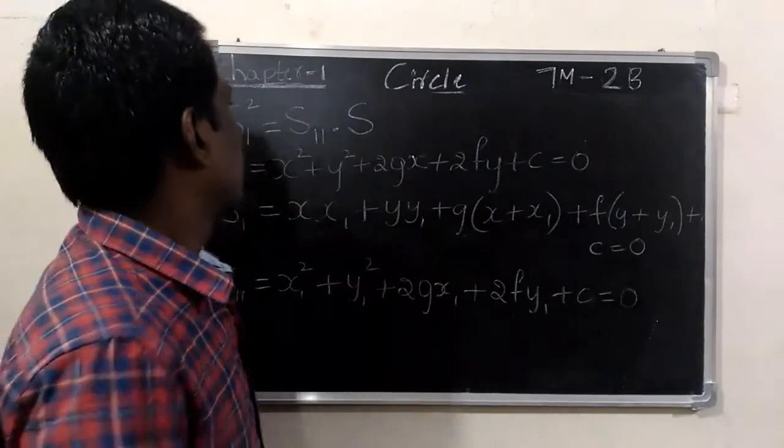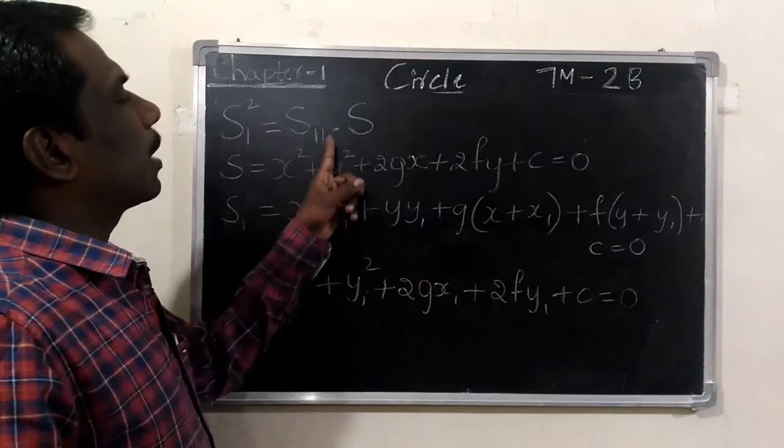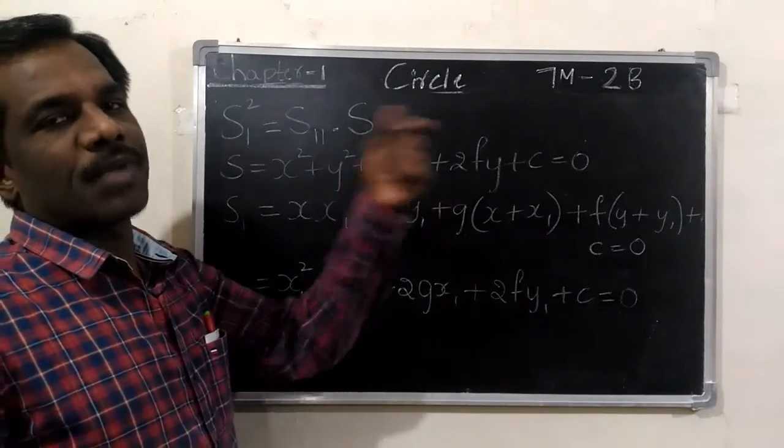Yes. Now S1 squared equals S11 into S is the equation of the pair of tangents.